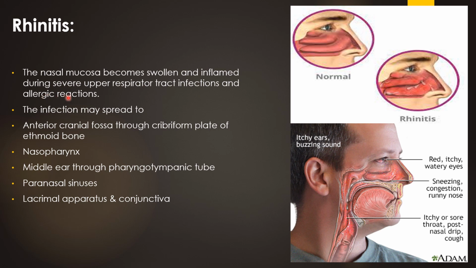The infection can spread to the anterior cranial fossa through the cribriform plate of the ethmoid bone, as it forms the roof of the nasal cavity. It could spread to the nasopharynx, and through the opening of the pharyngotympanic tube into the middle ear. It could spread to the paranasal sinuses because all the sinuses open in the lateral wall of the nose, and it could also spread to the lacrimal apparatus and conjunctiva as the nasolacrimal duct opens into the inferior meatus.